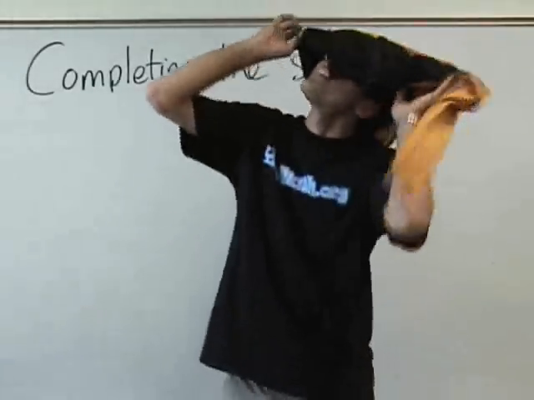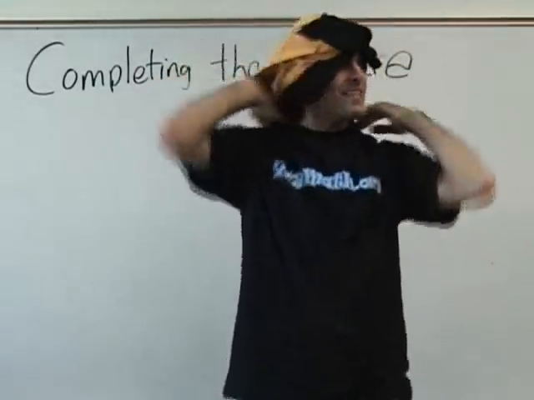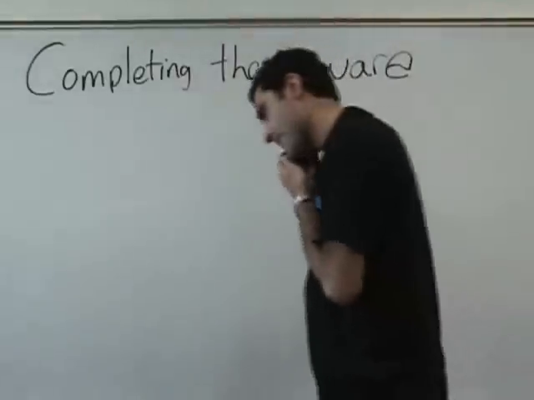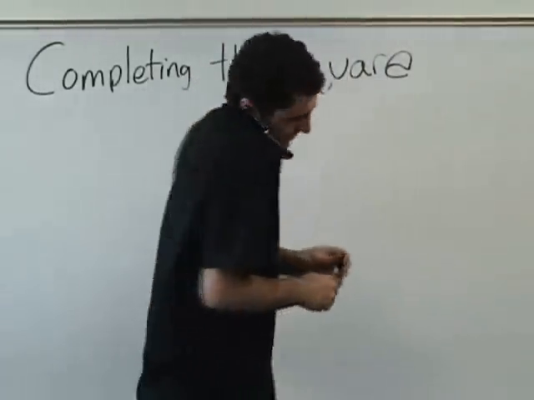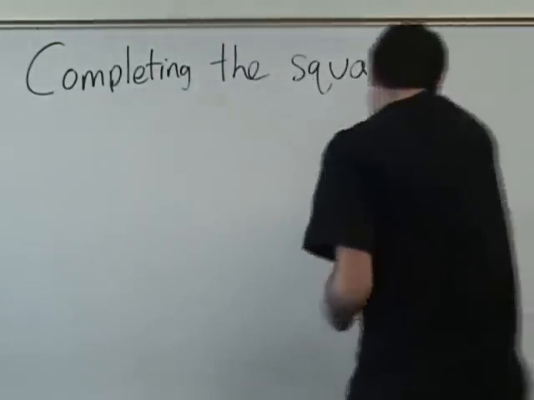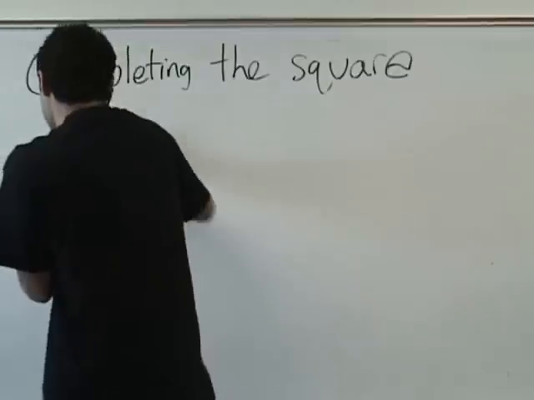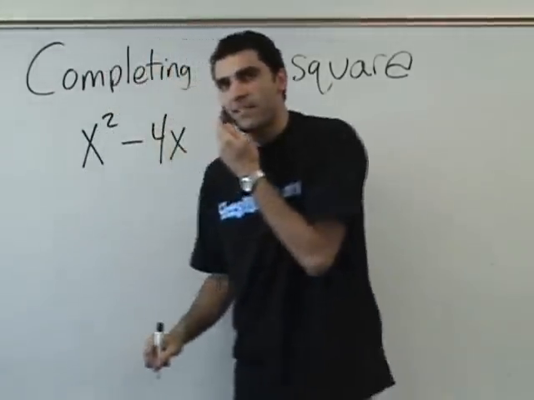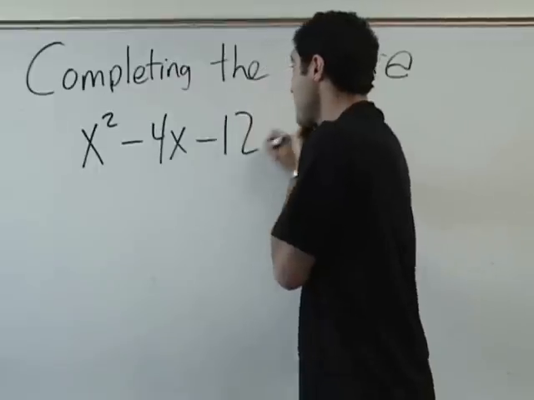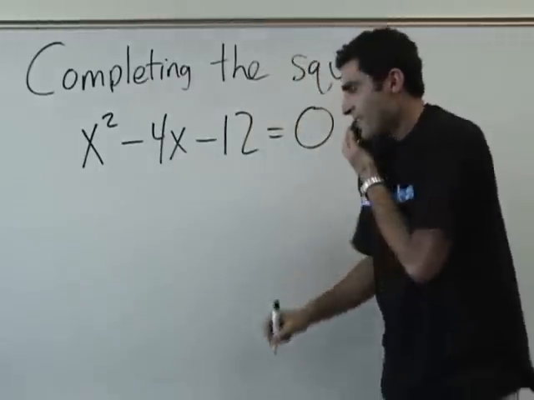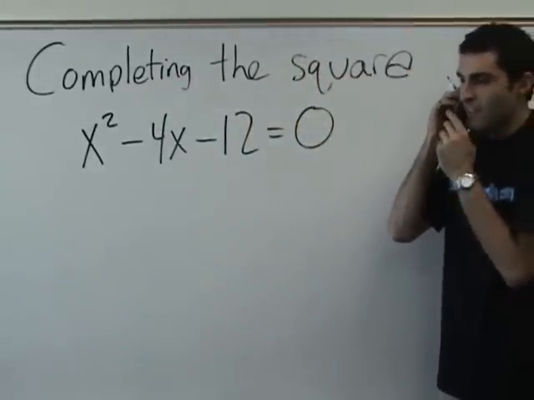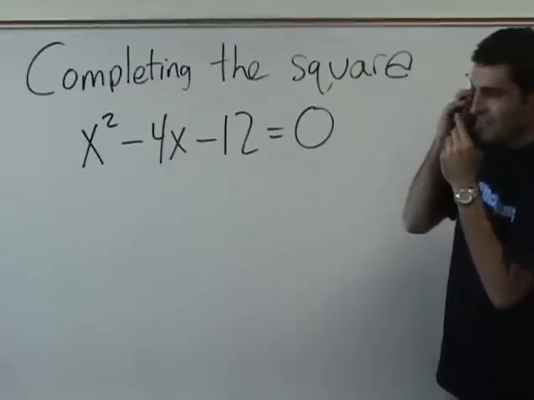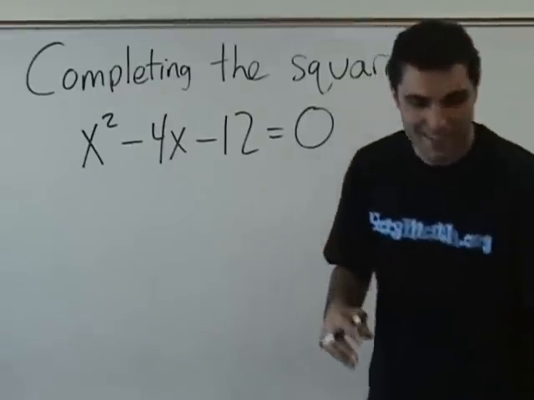Lovely. Time to complete the square. What's that? The next problem? Oh, sure, yeah. Say it. x squared minus 4x minus 12 equals 0.